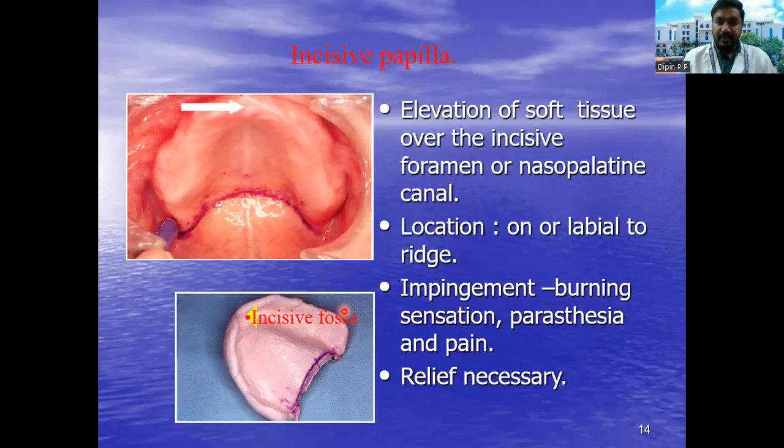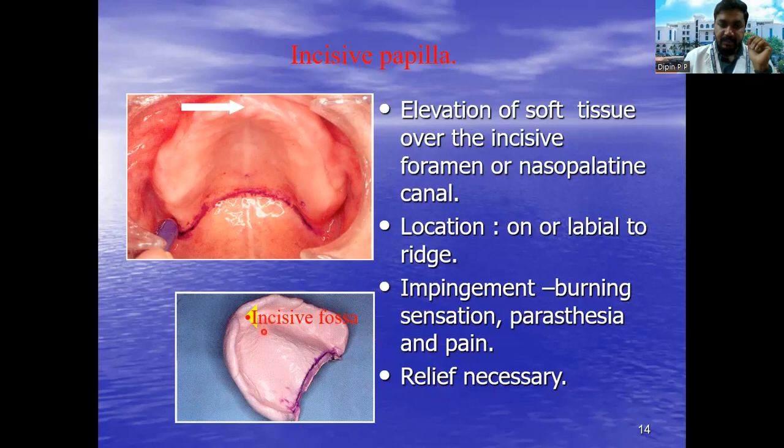And the incisive papilla. The incisive papilla is an elevation of soft tissue over the incisive foramen or nasopalatine canal. It is located on or labial to the ridge. Impingement of the denture onto the incisive papilla: as we know, there is an incisive nerve passing through the incisive foramen. So when there is impingement of the incisive papilla, it will result in a burning sensation, paresthesia and pain in the maxillary anterior region.